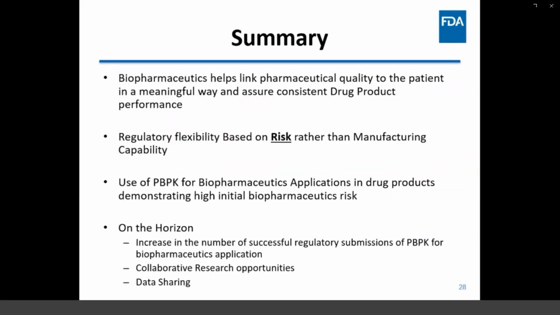In summary, I hope the following was learned through this presentation: that biopharmaceutics helps link pharmaceutical quality to the patient in a meaningful way and assure consistent drug product performance, that this framework allows for regulatory flexibility based off of risk rather than manufacturing capability, and the use of PBPK for biopharmaceutics application in drug products demonstrating high initial biopharmaceutics risk is very useful.